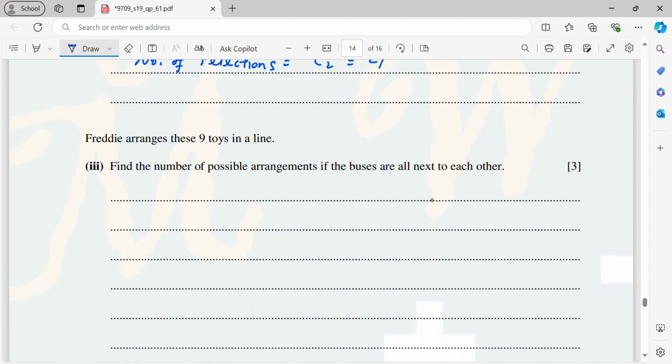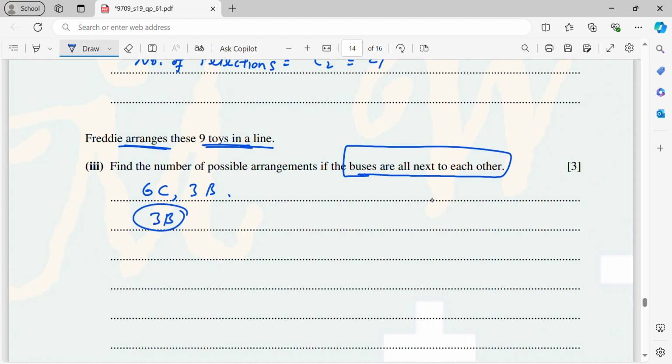Now Freddy arranges these 9 toys in a line. Okay, that means arrange all. Find the number of possible arrangements if the buses are all next to each other. Now you have 6 cars and 3 buses. If the buses are all next to each other, I will put them in a group. Then here you have 6 more cars.